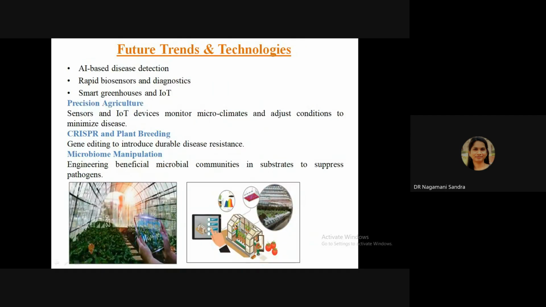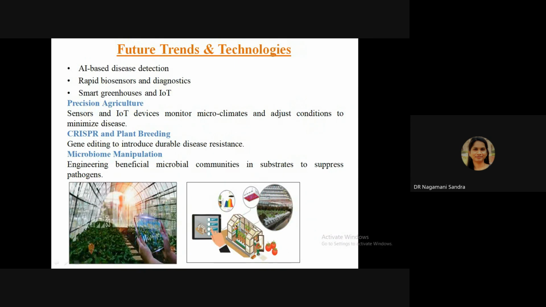Some advanced techniques are artificial intelligence based disease detection, rapid biosensors and diagnostics, smart greenhouses, and the Internet of Things. Recently we are also using CRISPR based disease management strategies, targeting the host gene which is the target for plant viruses. We can silence a single nucleotide through the CRISPR-Cas system so that the target will not be available for the plant pathogens, and we can impart resistance to the plants.